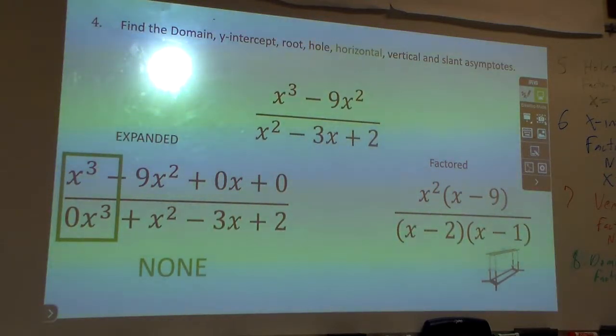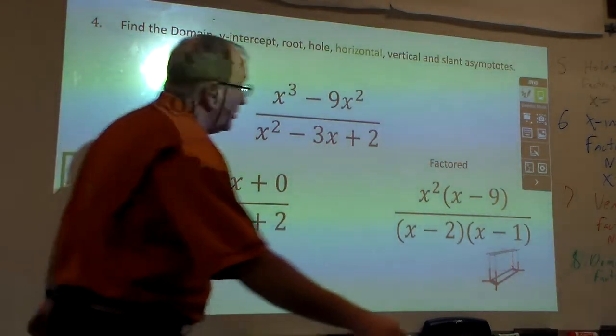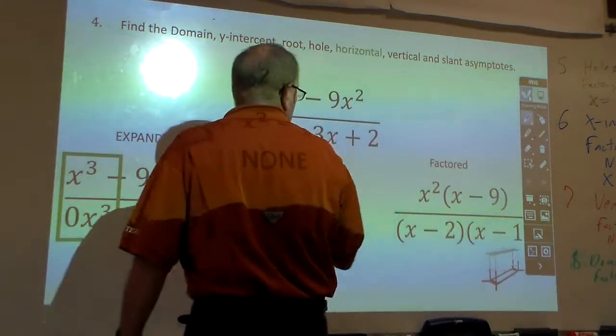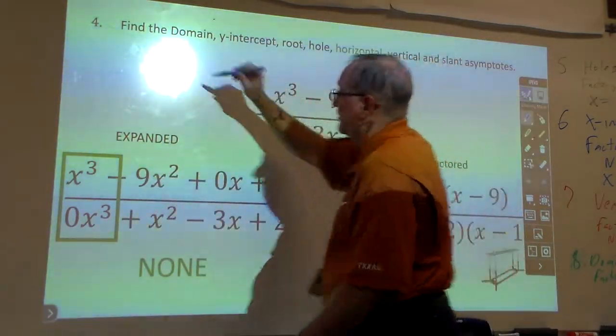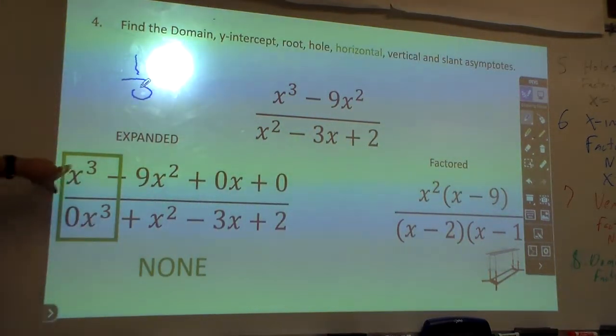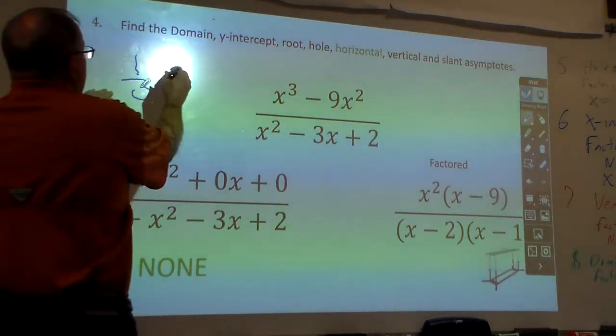Okay, next thing I'm going to do is this. Why would it be 0? Oh, because you have 1 divided by 0. This is 1 divided by 0. Can you divide by 0? This answer is not possible.